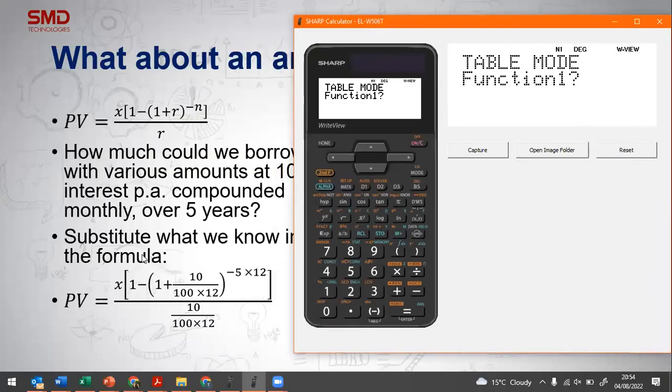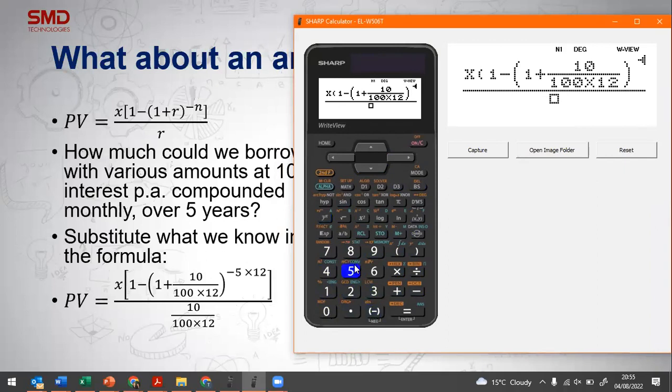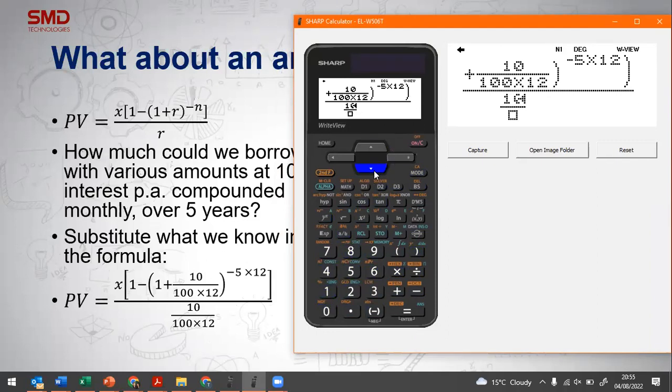I'm going to fill this expression into my function one. My X is going to be an X. In other words, my payment amount is X. Then I'm just going to fill in the rest here. 1 plus, I've got an interest rate of 10% that is compounded monthly. And I'm going to borrow that over 5 years and pay it back monthly. And that's all over an interest rate of 10% per year, compounded monthly.